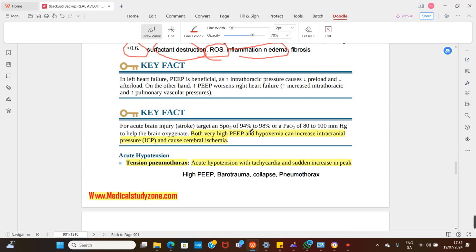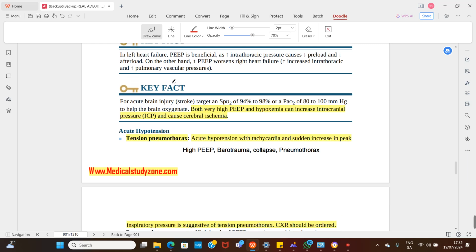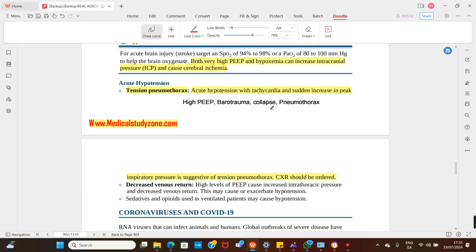So just by the way, you can think it through in the exam, even if you forget. High PEEP is definitely going to cause hypoxemia from barotrauma, so you can take it off from there. So you maintain their SpO2 saturation at 94% to 98%.